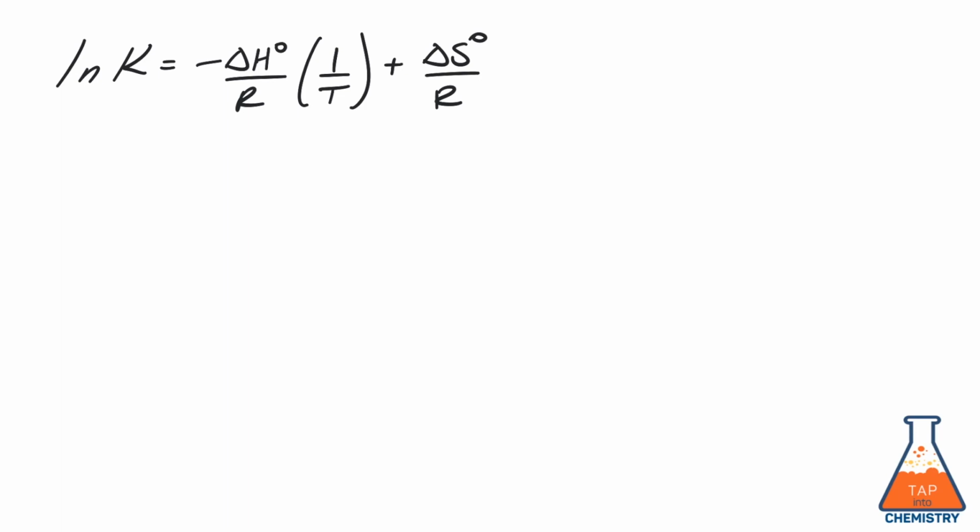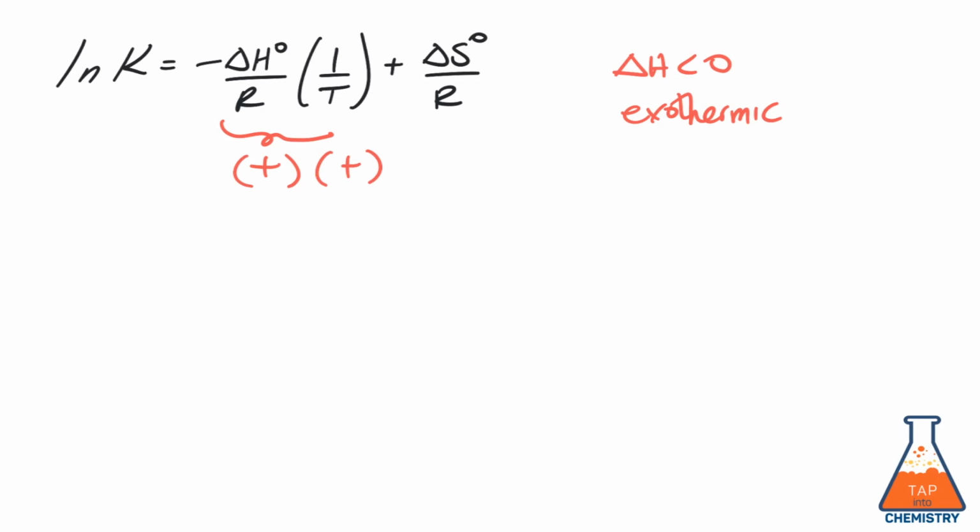Let's examine what this looks like for exothermic reactions. For an exothermic reaction where delta H is negative, the first term in the expression for ln K is positive. 1 over T is always positive, which means that at any temperature, that entire first term will always be positive. But what does it mean to increase the temperature?